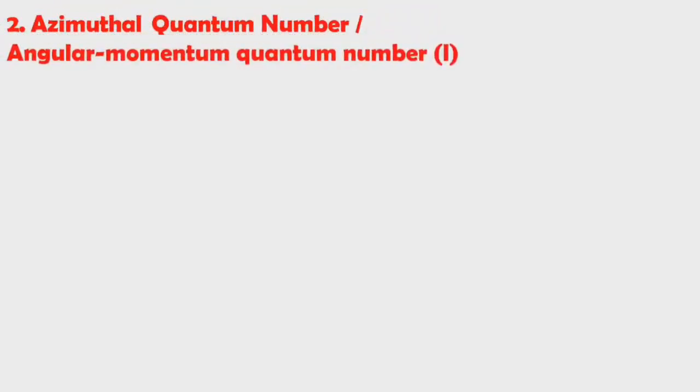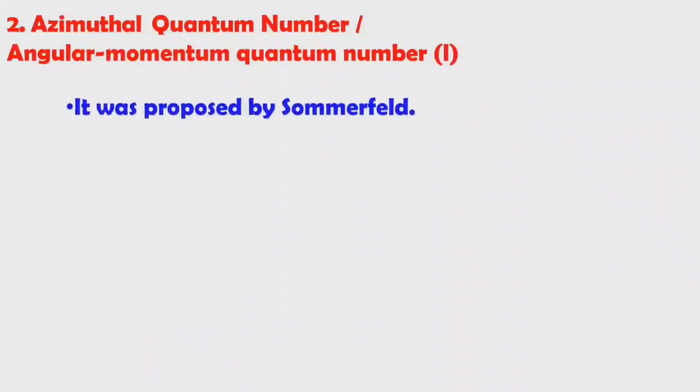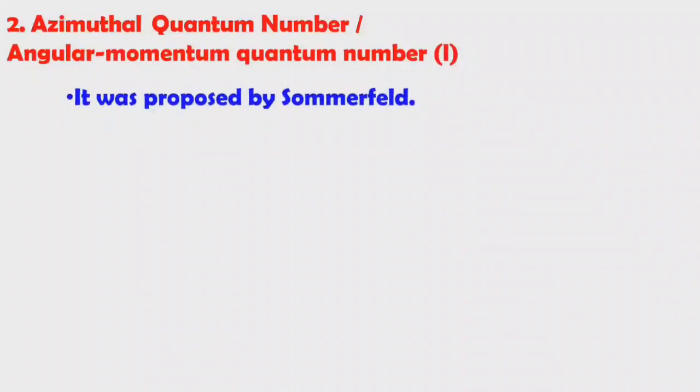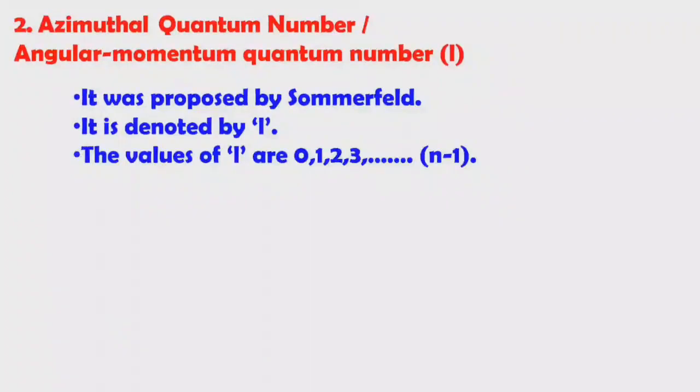Next one, azimuthal quantum number. Azimuthal quantum number is also called angular momentum quantum number. It is represented by small l. It was proposed by Sommerfeld. It is denoted by small l. The values of l are 0, 1, 2, 3 up to n minus 1.